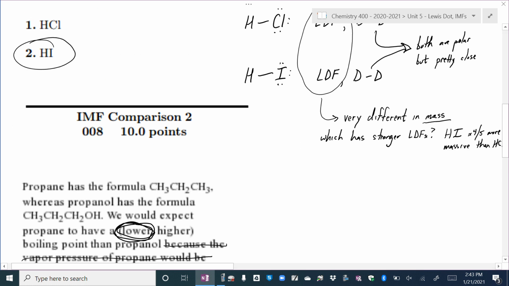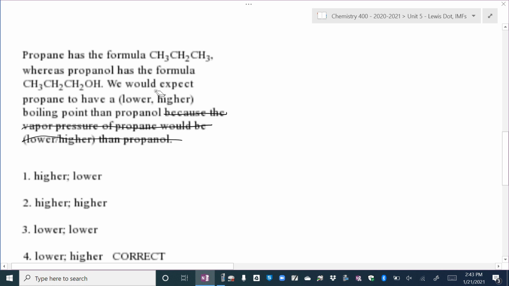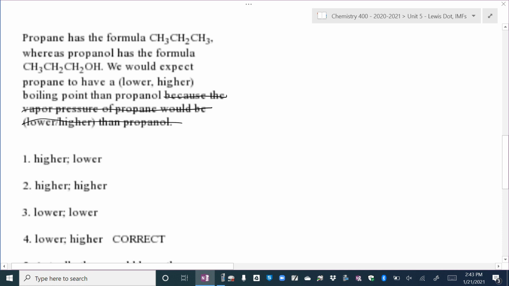All right, let's take a look at number 8. Oh, man. Okay, with number 8, we're looking at propane and propanol.